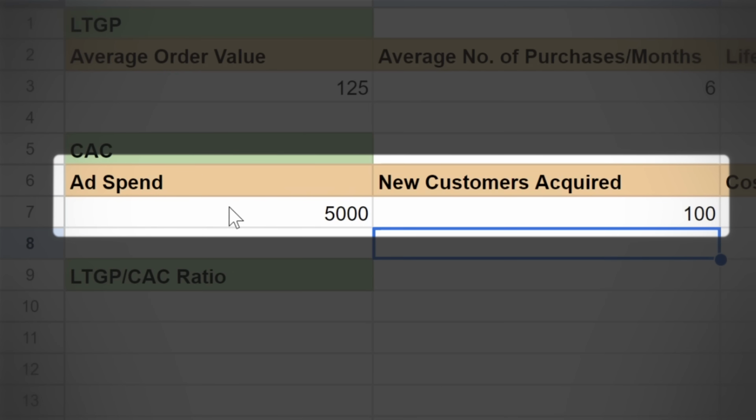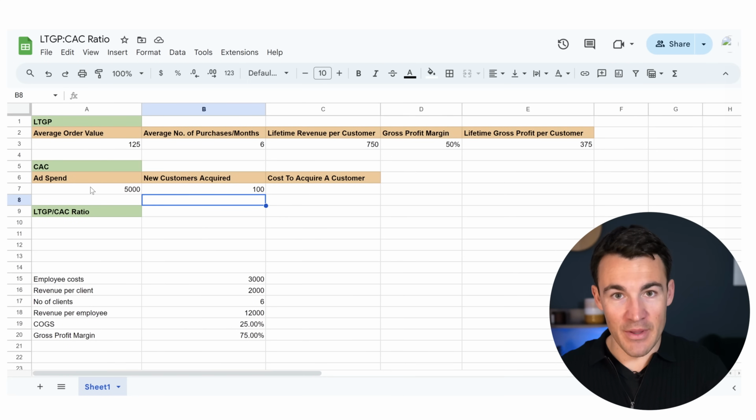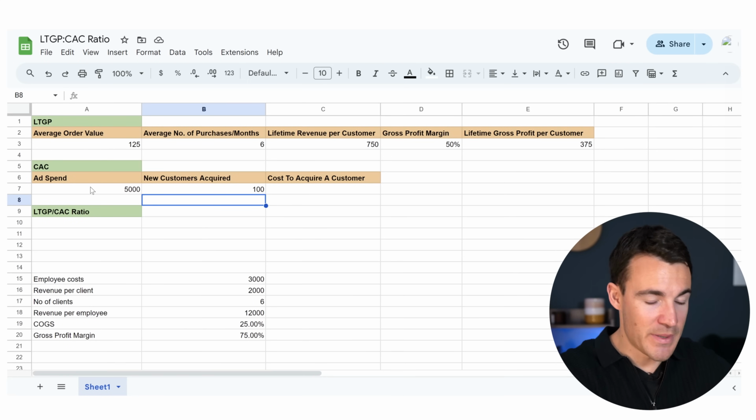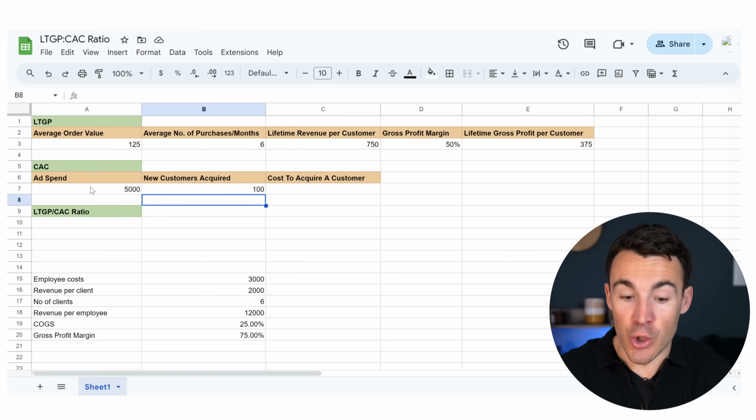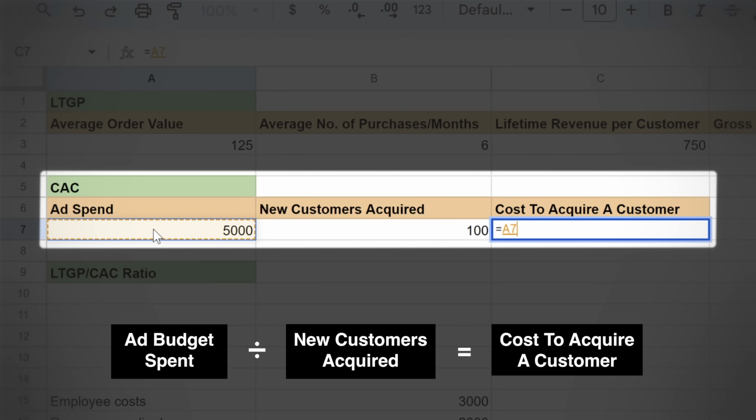new customers. Now, it's very important that we look at new customers here. We're not looking at, say, your total customer base and how many are now there after that month of advertising. No, we spent the 5,000 during this period. How many did we generate new during this period? Let's say it's 100. So then we very simply just divide our total ad spend by new customers acquired, and we get 50. So we're looking at $50 to acquire a new customer in this scenario.